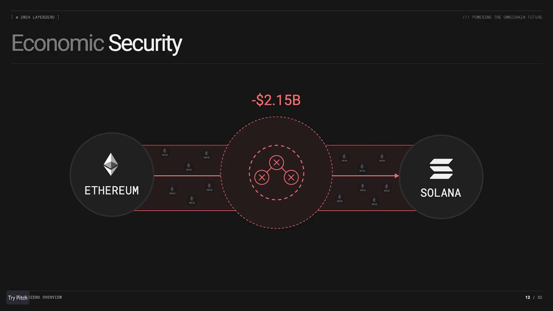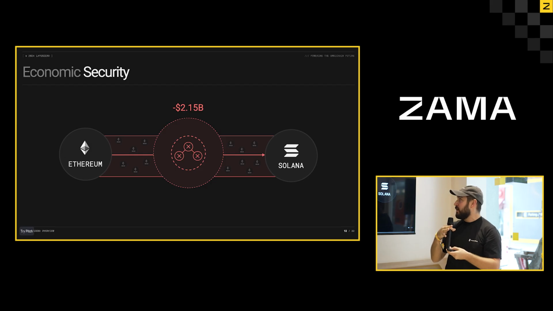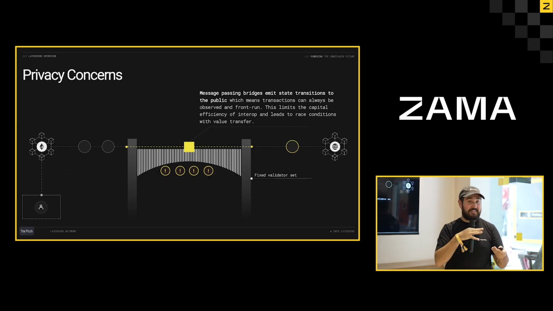Ultimately, this problem is directly related to the fact that every application, every single asset is forced to use the same validator set. There is no way to diversify your validators as an application developer. And this problem relates also to privacy as well.